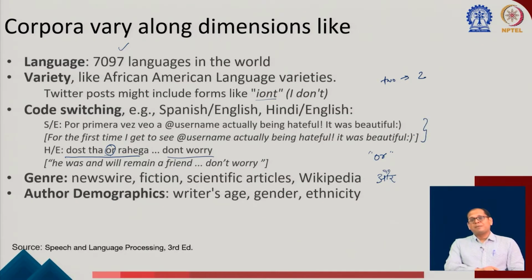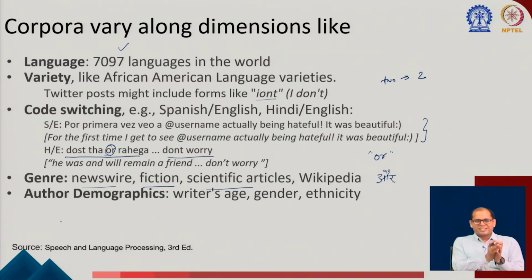Now, corpora may have genres, so there may be fiction genre, news genre, scientific articles, Wikipedia. There may be government documents, right? I mean, different kind of documents, and each document may have certain domain knowledge that also comes in, like a certain word, if you are using in scientific domain versus you are using in news, may have different interpretation. Right? And then who is the author, right? So what is the age of the author, gender, ethnicity, that also plays a lot of role in the corpus.